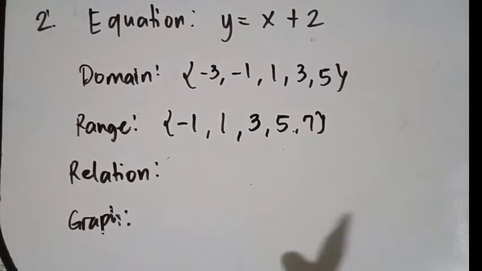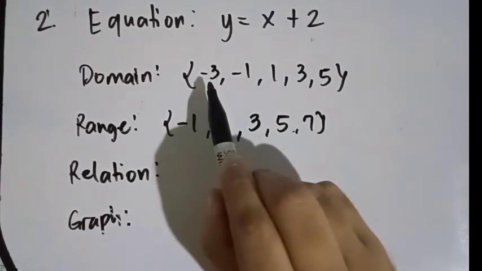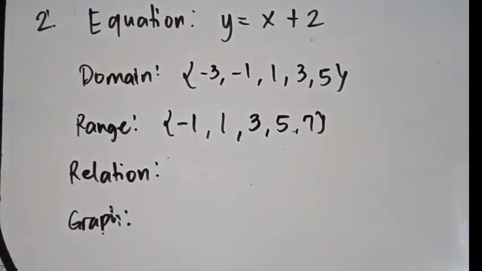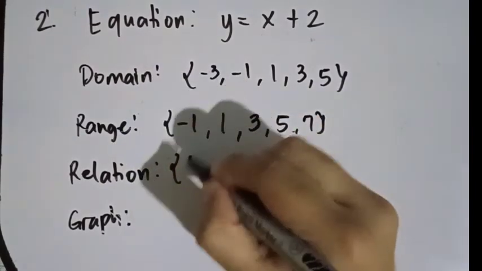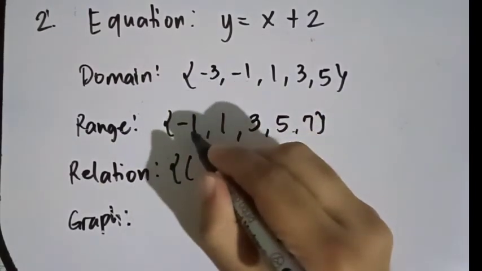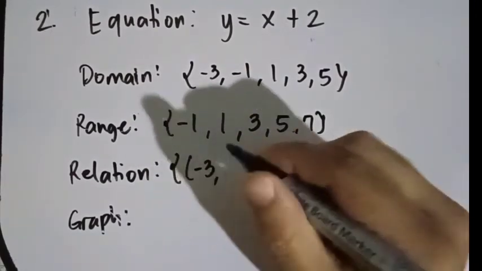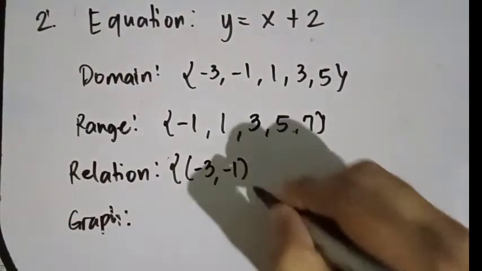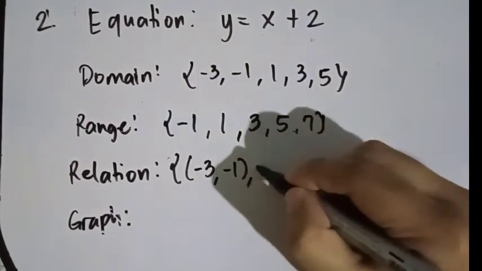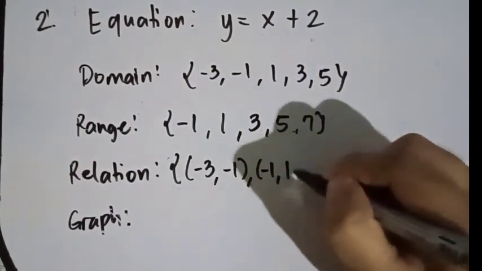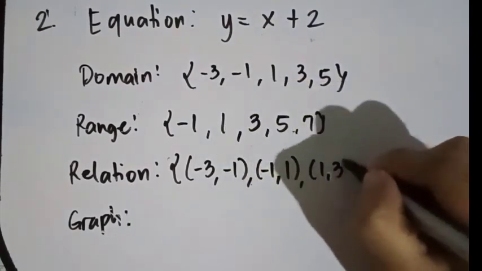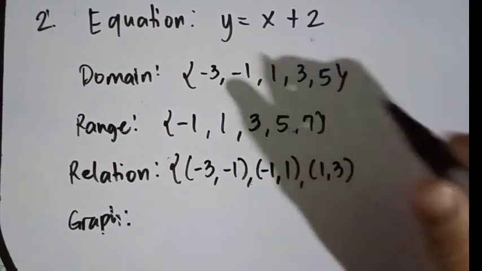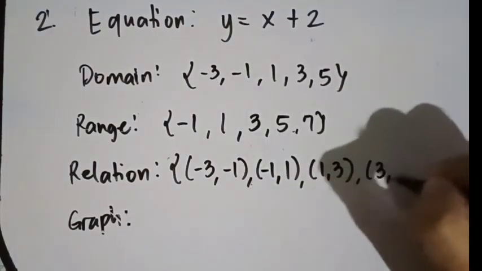And then, saka natin gawin yung relation by just pairing the x value to its corresponding y value. Okay? So, una, yung negative 3, ipapares natin sa negative 1 so that we have negative 3, negative 1. Tapos pangalawa, yung negative 1, ipapares natin sa 1. Tapos yung 1, ipapares natin sa 3. Yung 3, ipapares naman natin sa 5.